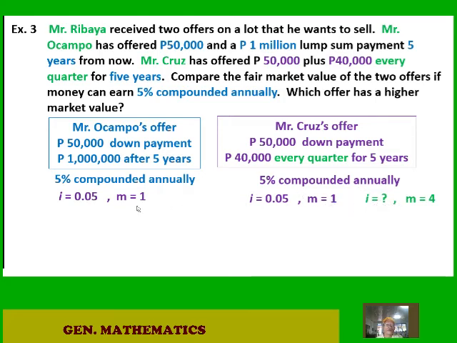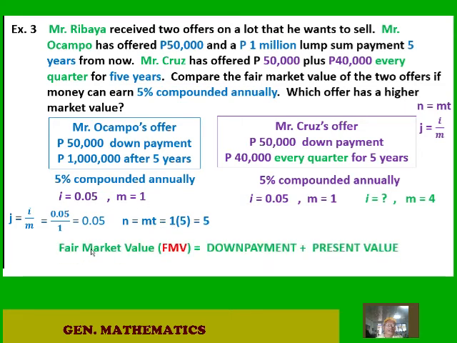Okay. So let us start with Mr. Ocampo's offer. So J is equal to I over M. Substitute. And N is equal to M times T. 5 years, T is 5. M is 1. Okay. The market value of the property is equal to the down payment plus the present value of all the payments.